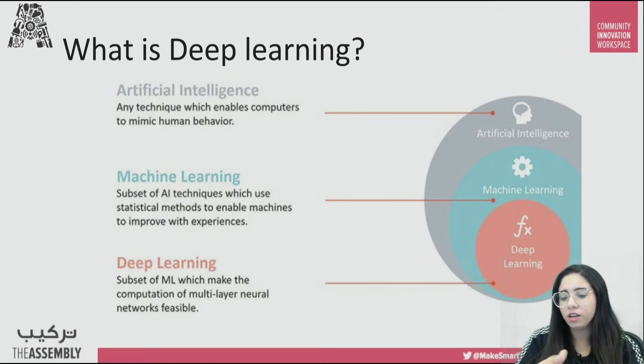Machine learning is a subset of AI. It includes not just mimicking human behavior, but also using statistical methods to enable the machine to improve its performance based on experience. Deep learning is a smaller subset inside machine learning. It makes the computation not just by one layer, but by multiple layers consisting of neurons. Each layer contains different neurons, which makes the prediction and the learning process much more efficient.